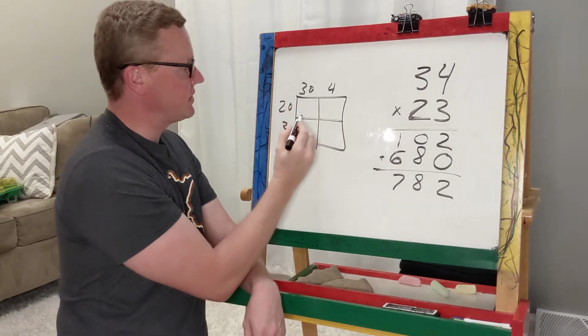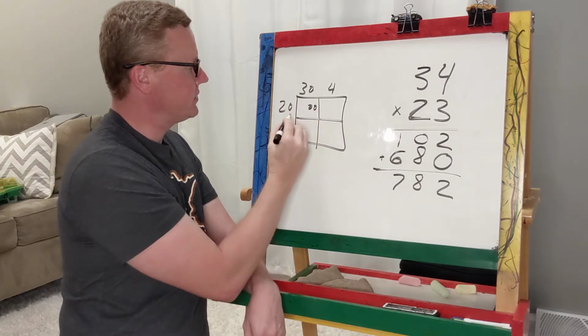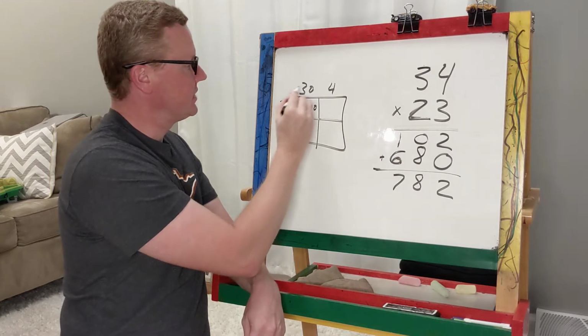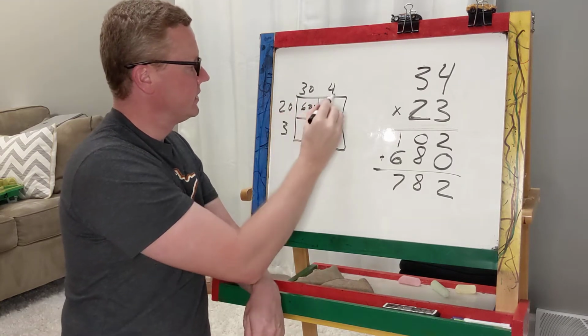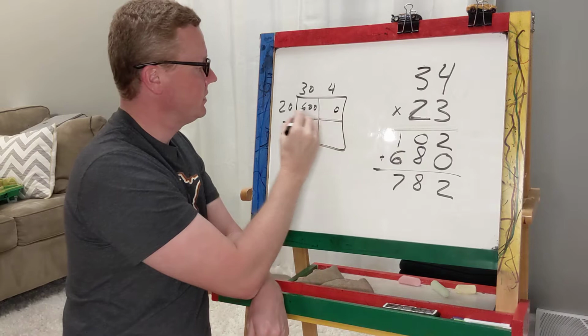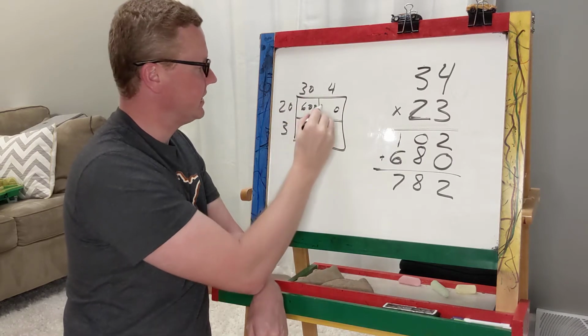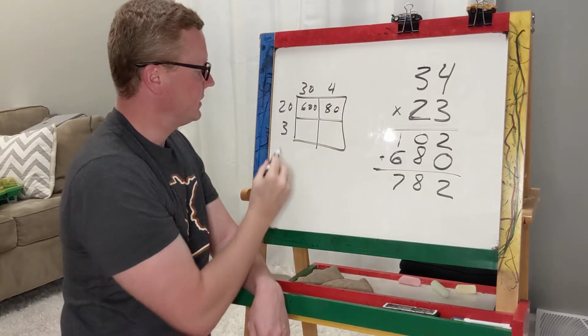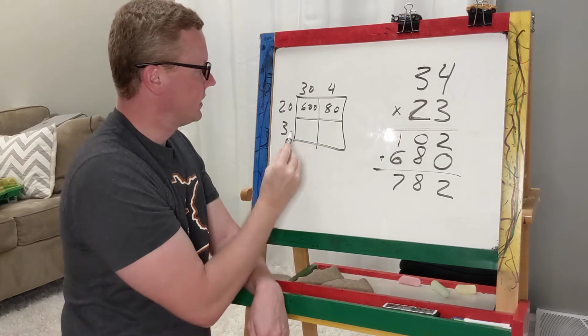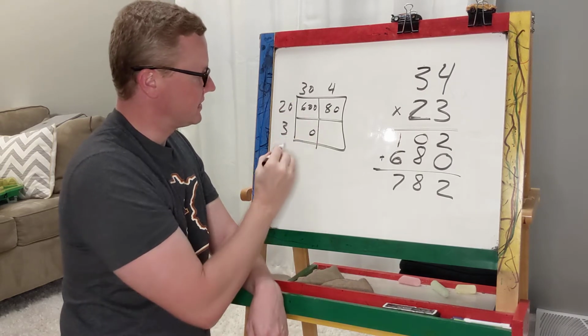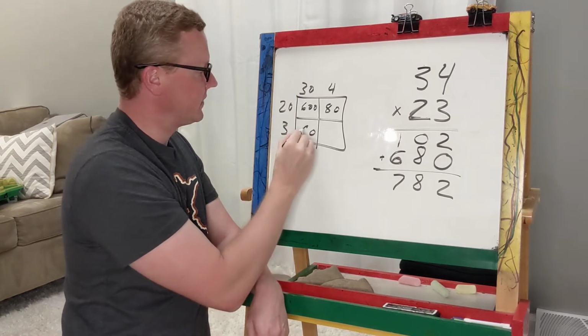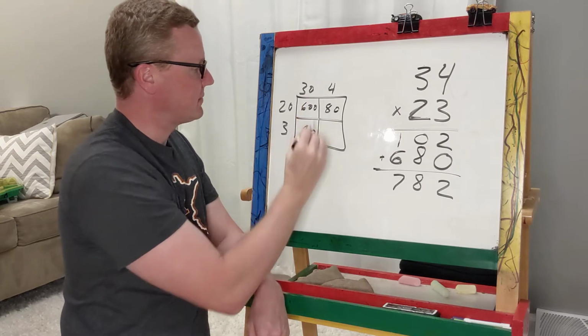So 20 times 30, put our 2 zeros down. 2 times 3 is 6. 20 times 4, I put a 0 and an 8. 3 times 30, I'm just going to do my 0, and I have 3 times 3 instead for 9. And then 3 times 4 is 12.